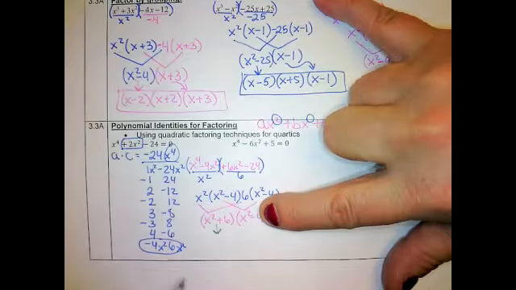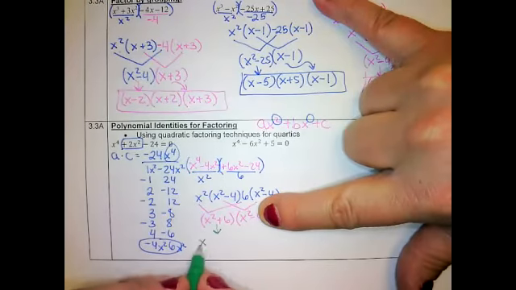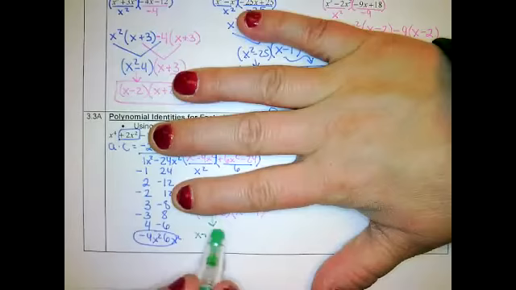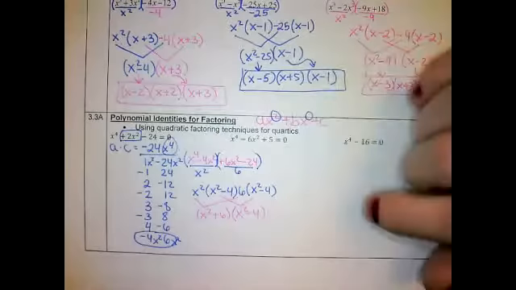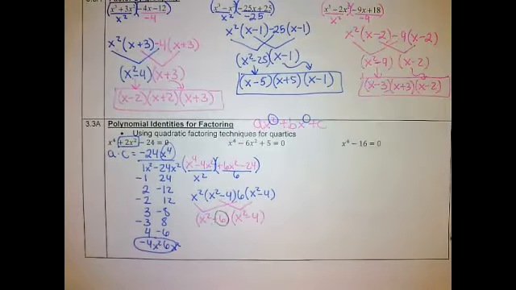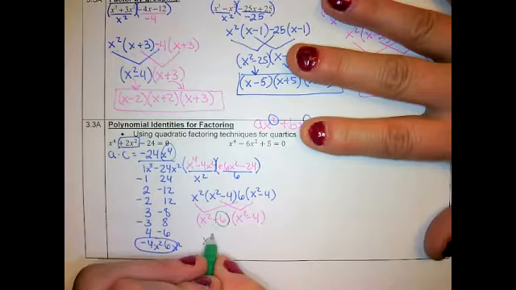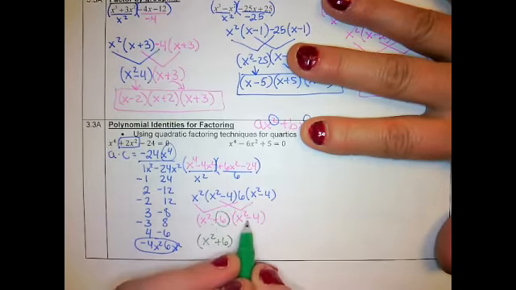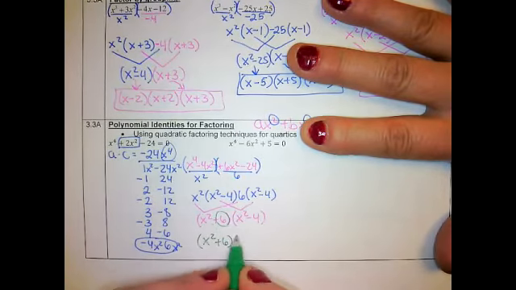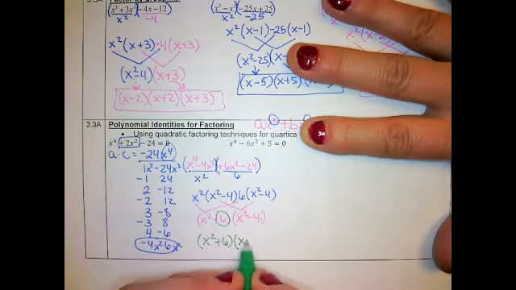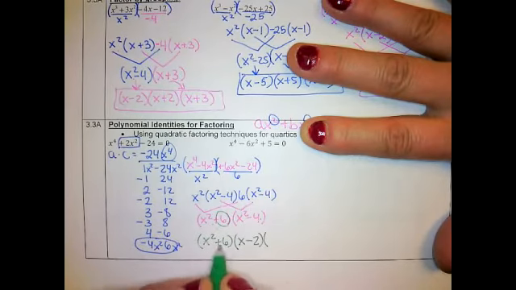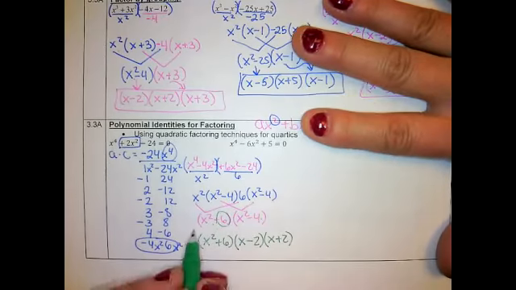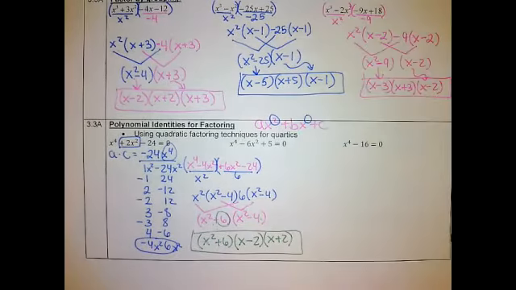This is sum of squares. So that's going to be an x plus, oh no, it's not. Ooh, did anyone else catch me? 6 is not a perfect square. So that one's not going to change. That stays x squared plus 6. This one is difference of squares. The square root of x squared is x, and the square root of 4 is 2. So that becomes x minus 2 times x plus 2. And that's my final answer.